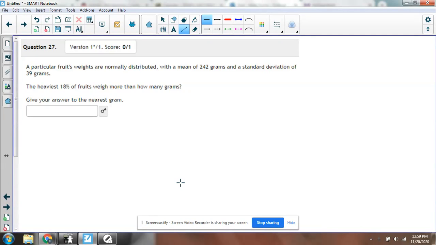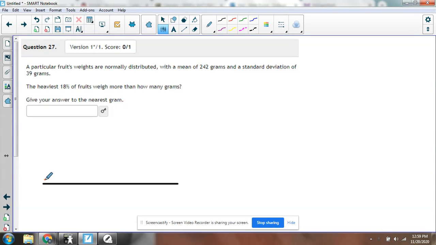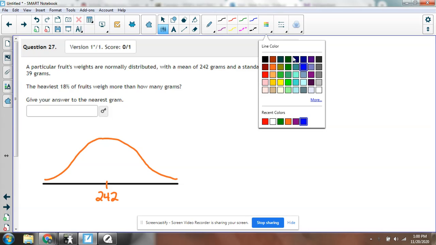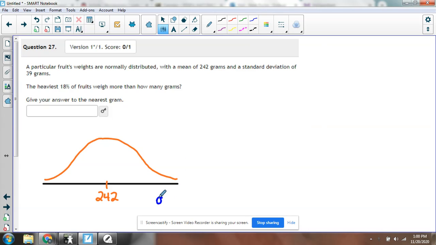Okay, so this is a particular fruit's weight, normally distributed with a mean of 242. So let's draw this out. A standard deviation of 39. So I'm going to draw my curve. That's good enough. In the middle, we have 242. And I'll write sigma here. Sigma is 39.